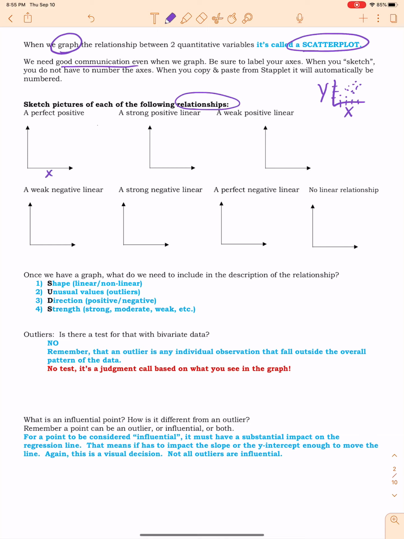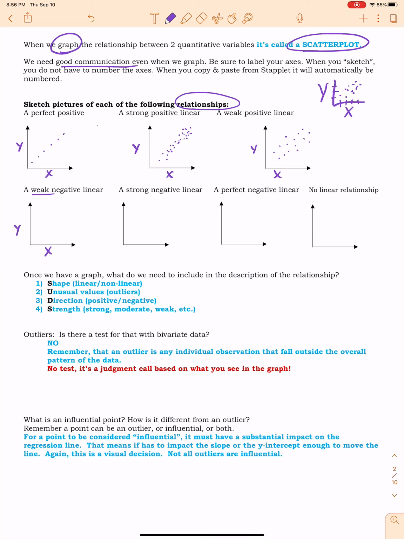So we're going to look at some pictures of different types of relationships. So of course my x-axis and my y-axis, a perfect positive relationship is a line, just like that. A strong positive relationship would be something like this. Okay, that's a strong positive relationship. A weak positive relationship might just have more of a scattering of your dots. So they're going to be a little bit more spread out, but still trending in the positive direction.